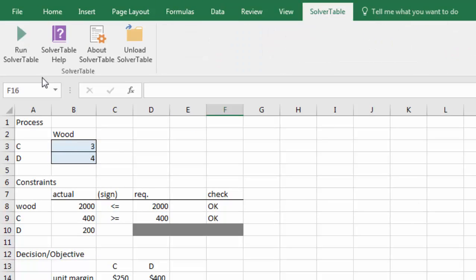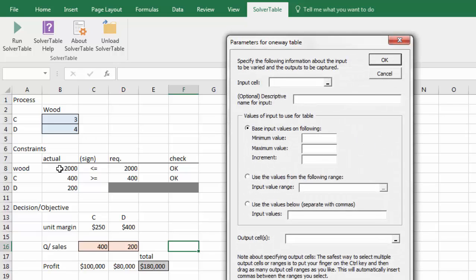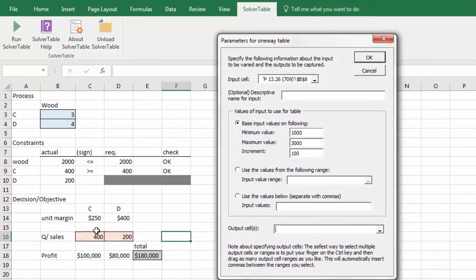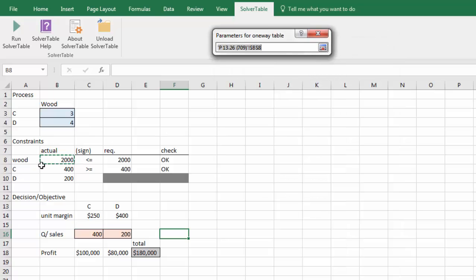Solver Table. That's going to be a one-way table, and we're going to change one of the variables, the availability of wood. So that's going to be the input cell right there, B8. And we're going to base it on a minimum of 1,000, a max of 3,000, changing by 100 at a time. And the outputs we're interested in are all of the decision and objective variables, so the outputs of chairs and tables and the profits. Input cell should not contain a formula. Let's redo that. Let's put it on the requirement.